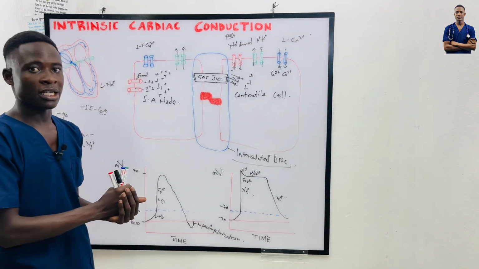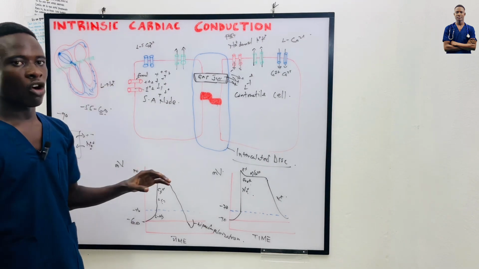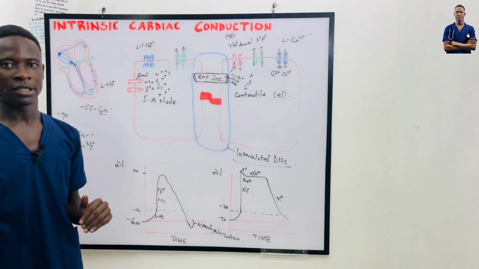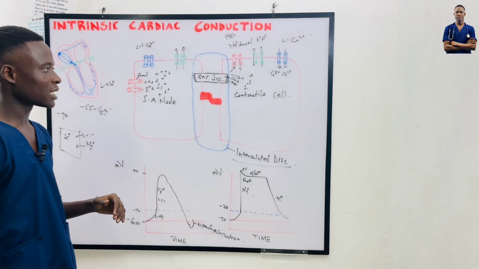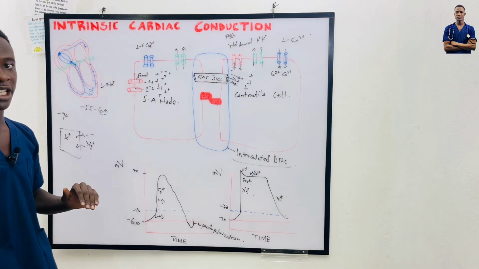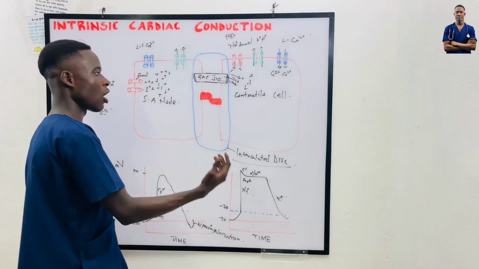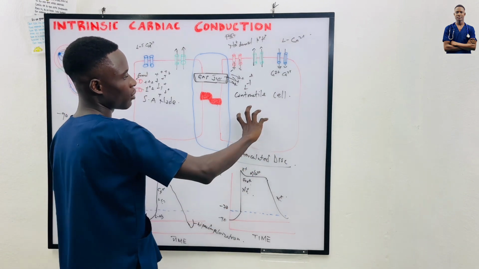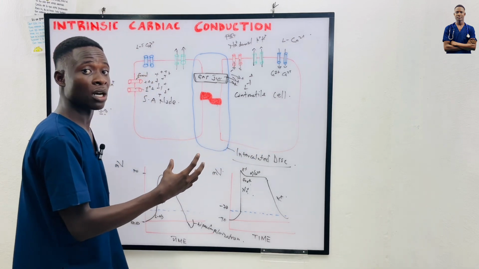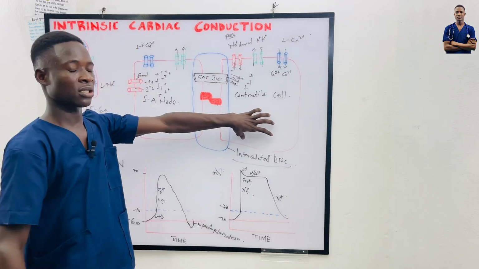Now, our next topic, or our next video, will be on the extrinsic one, where we talk about the effect of the nervous system acting on the heart and changing the heart rate, whether to a faster one or to slow it down. Also, I'll make videos on how, when the contractile muscle gets excited, it undergoes contraction. That means I'll make videos on cardiac contraction, so that you get the understanding very well.